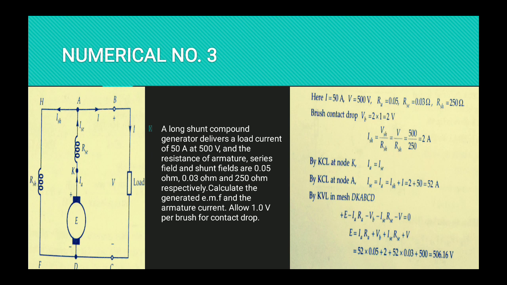So now ISH equals VSH by RSH, and since according to KVL V equals VSH, ISH equals 500 by 250 equals 2 ampere. So the value of ISH equals 2 ampere, and the load current I equals 50 ampere. So according to KCL at node A, the value of IA equals 50 plus 2 equals 52 ampere.